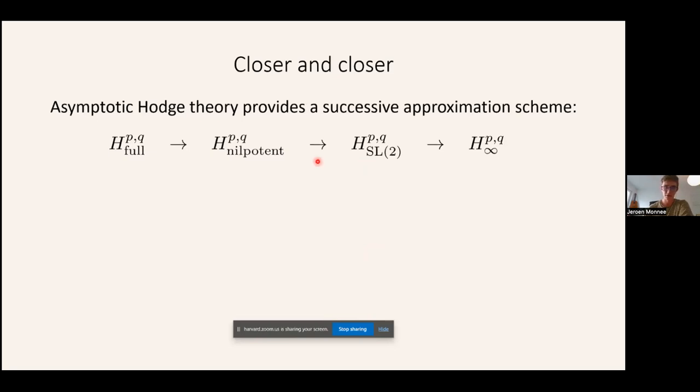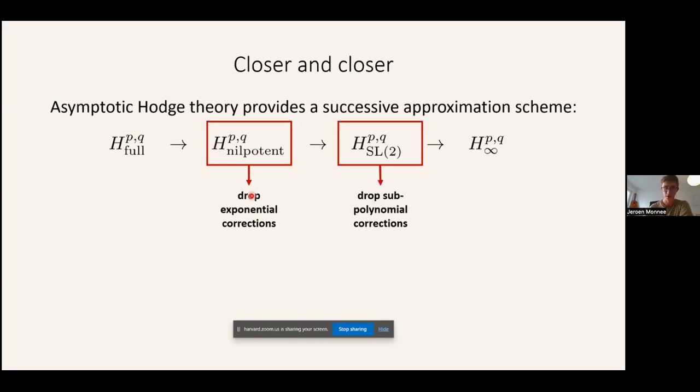What it gives us is a successive approximation scheme for this full splitting in terms of simpler things. So for example, if you are content with dropping exponential corrections, you are in the so-called nilpotent orbit approximation. And if you go even coarser, if you drop subpolynomial corrections in some appropriate hierarchy, you end up in the SL2 orbit approximation. And there's even a way to make sense of getting rid of all the coordinate dependence and associating some Hodge structure really to the boundary.